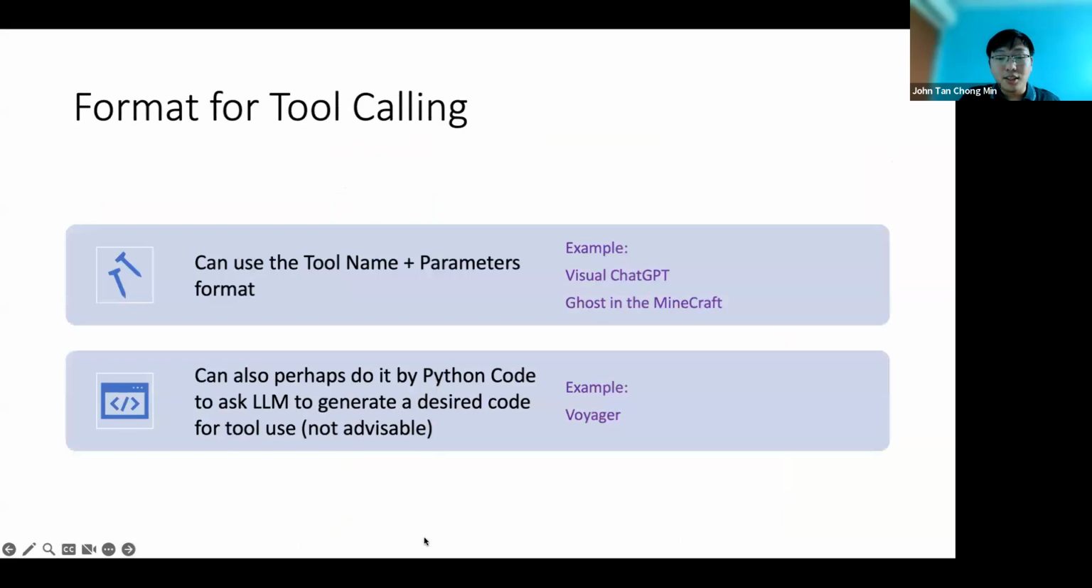Right, so this is the summary slide for the format. So tool name plus parameters, Visual ChatGPT goes in the Minecraft. All right, you can do it by Python or JavaScript code like Voyager. Okay, I disagree with this format. So I believe Voyager cannot solve quite a bit of problems because it has faced issues with compile error.